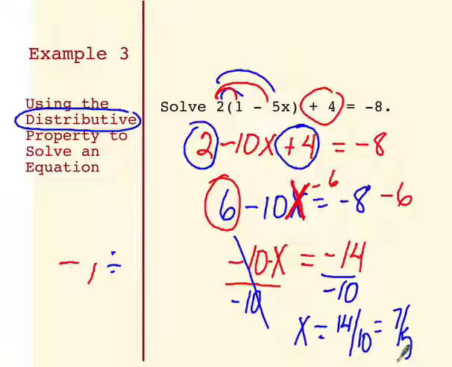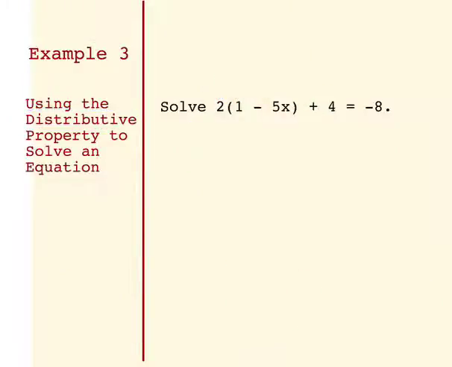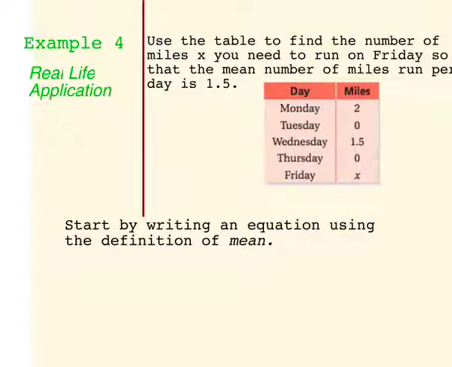7/5. If you want to leave it like that, that's fine. If you can't handle that improper fraction, change it to a mixed number. It doesn't matter. Either one is good for me. You can stop here. Whew. Last example, I'm thinking.